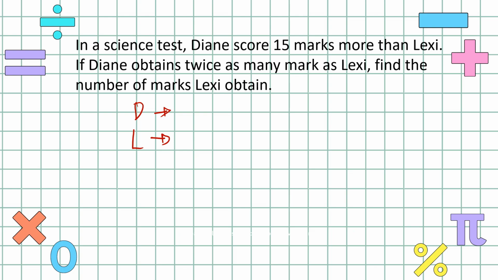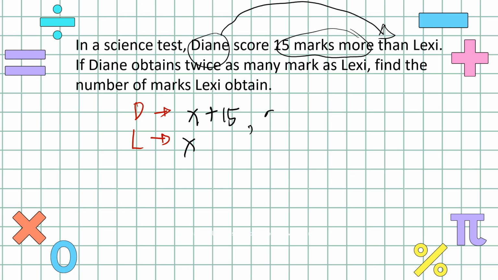According to our problem, Diane's score was described through Lexi's score. So that gives us the idea that since Lexi's score was the basis, we let it be x, or whatever variable you want to use. And as for Diane, we actually have two descriptions. First, Diane scored 15 marks more than Lexi. So if Lexi's score is x, then we add 15, since it's 15 more than Lexi's. And the other one is twice as many as Lexi, so it's 2x.